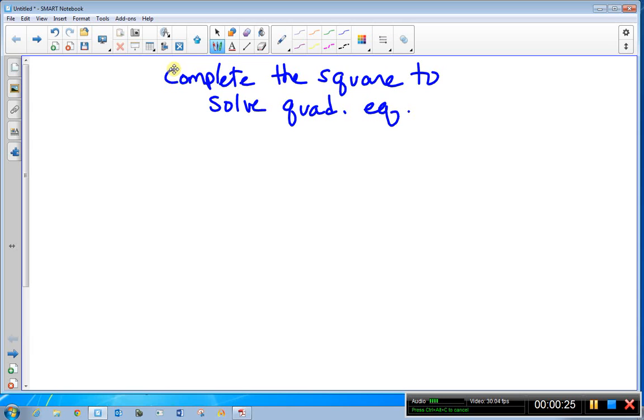Okay, so the example I'm going to use is 2x squared minus 4x minus 7 equals 0. So to use completing the square, what we need to do is add the 7 to both sides.